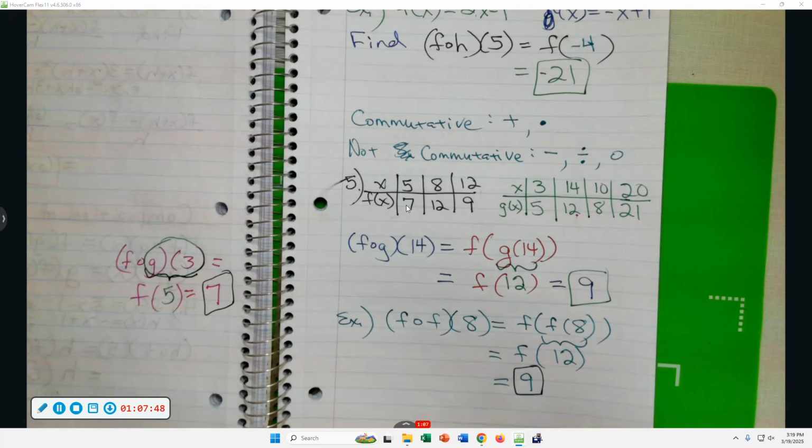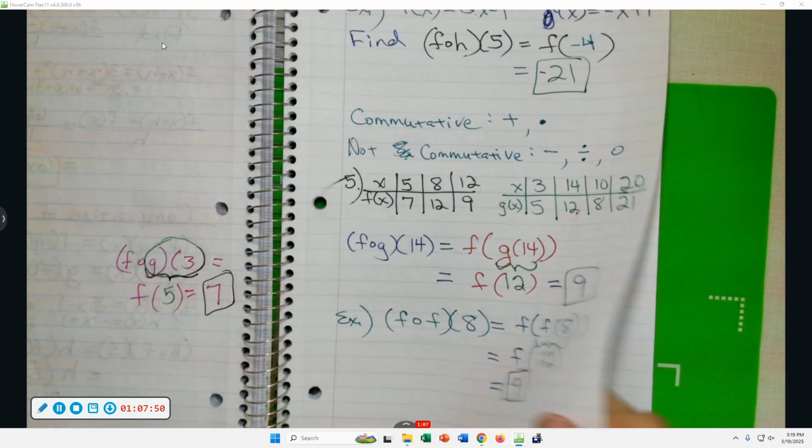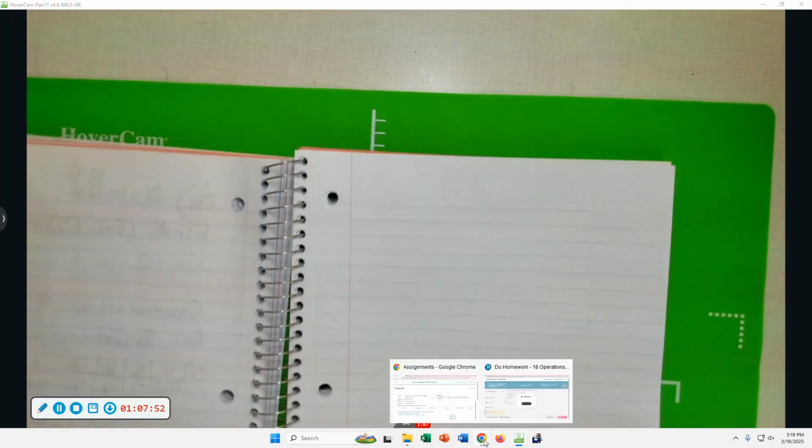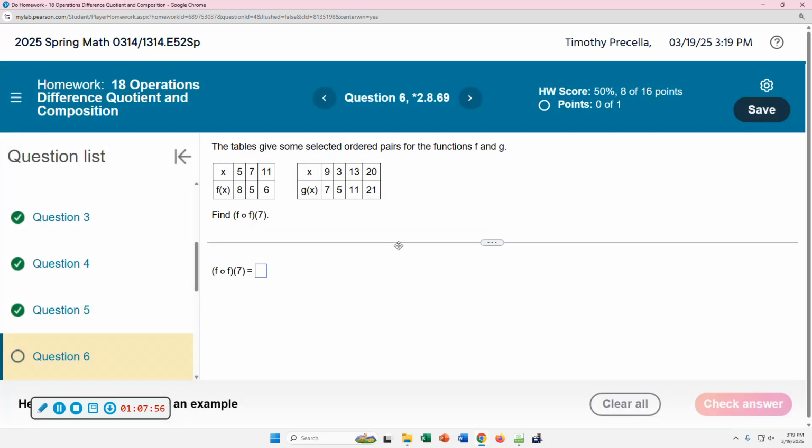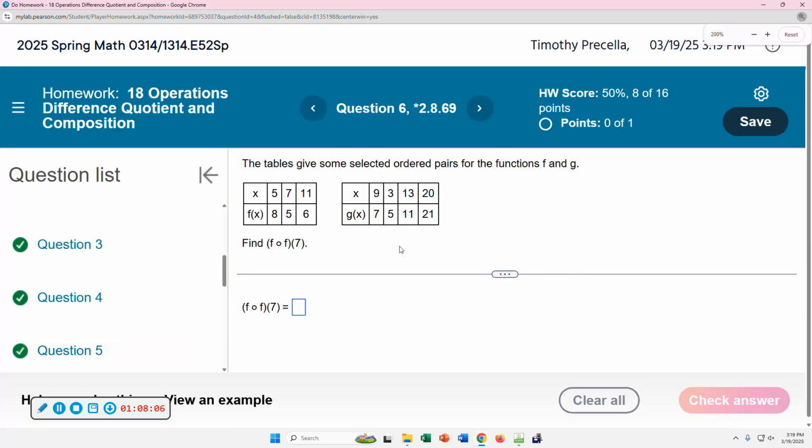I think there's another table problem. Look at number 6. Can you do this one just looking at it? I'm going to make it bigger. They give us 2 tables, and look at what they're asking us to find: F composed with F of 7.